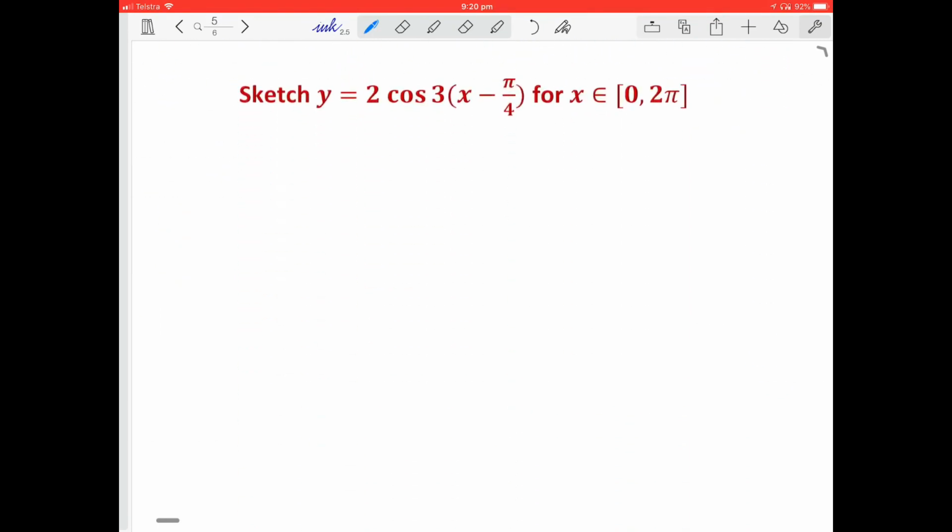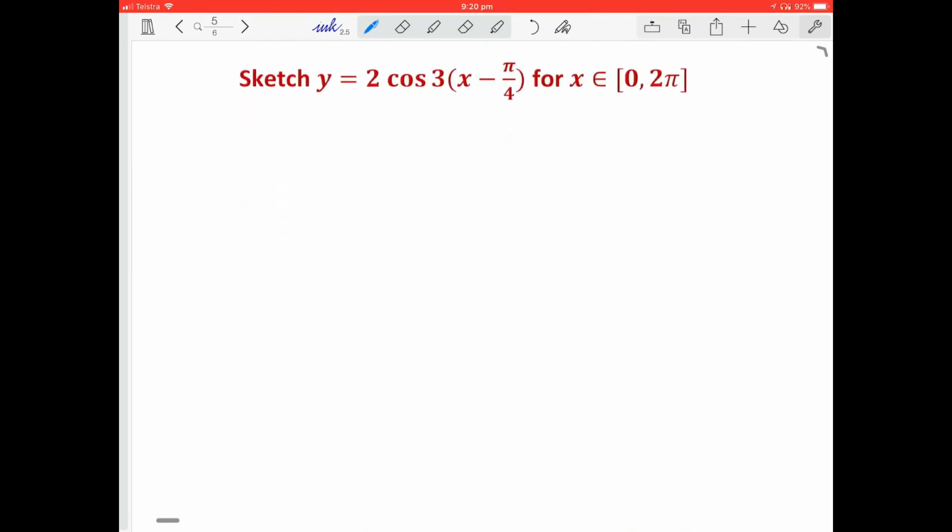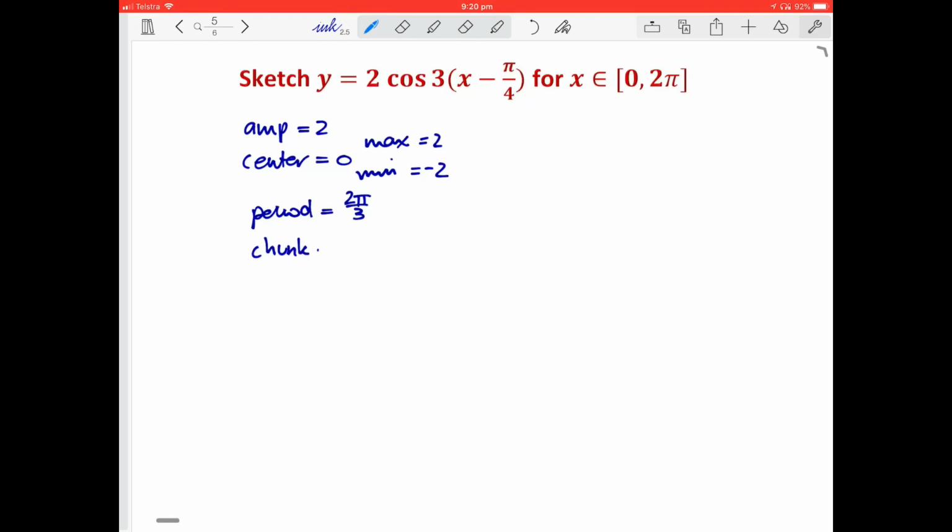Okay, now we've got a cos graph. So let's see how quick we can do this one. We have an amplitude, which is 2, a center, which is 0, so our max is 2. Our min is negative 2. Our period is nasty, 2 pi on 3. A chunk is therefore 2 pi on 2 times 3, which is pi on 3.